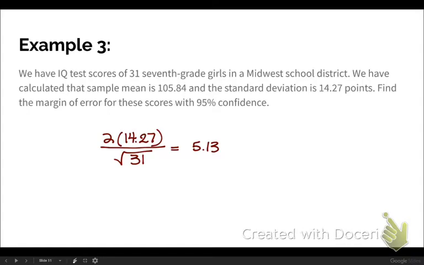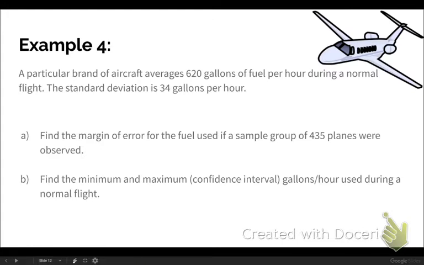So those examples are just calculating the margin of error. This last example, we're actually going to find our confidence interval. A particular brand of aircraft averages 620 gallons of fuel per hour during a normal flight. The standard deviation is 34 gallons per hour. So the first thing is to find the margin of error for the fuel used if a sample group of 35 planes were observed.